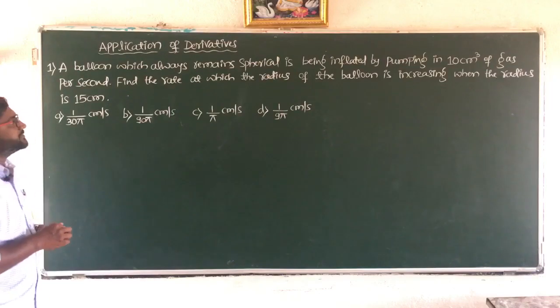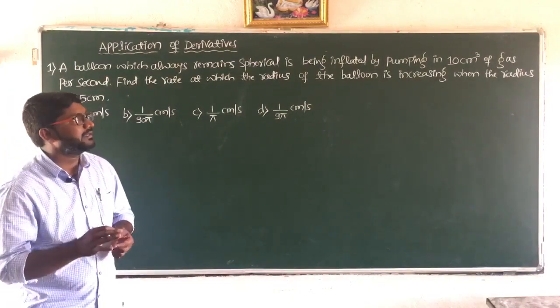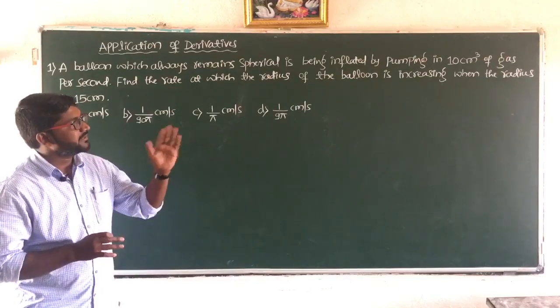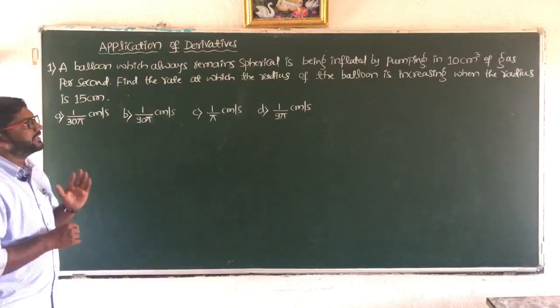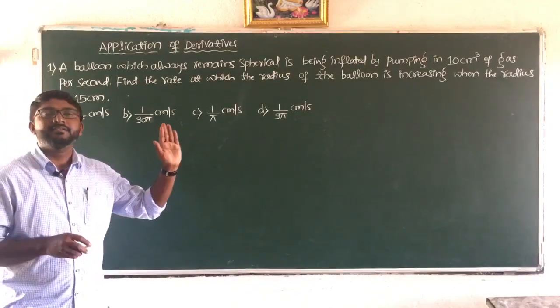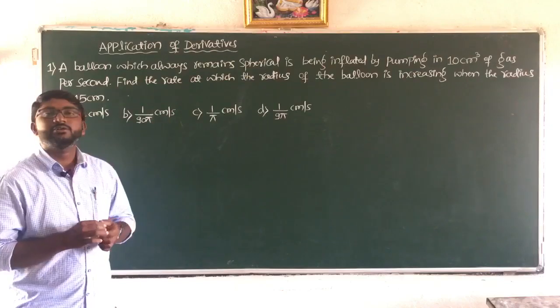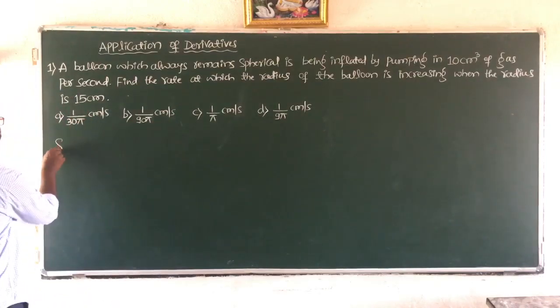A balloon which always remains spherical is being inflated by pumping in 10 cubic centimeter of gas per second. Find the rate at which the radius of the balloon is increasing when the radius is 15 centimeters. This was asked in 2015 Karnataka CET. Now let us solve this.